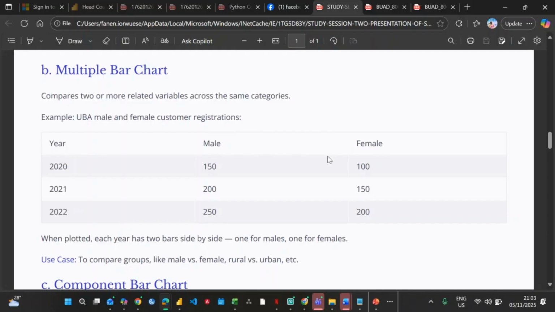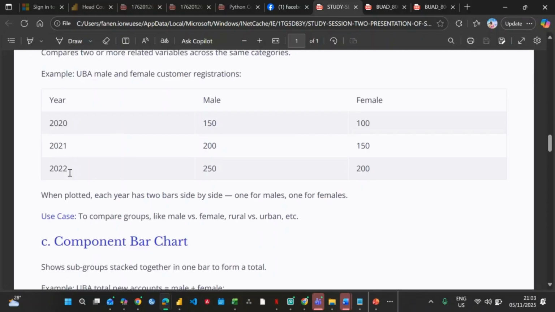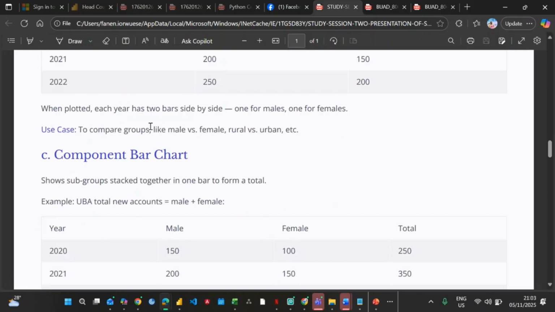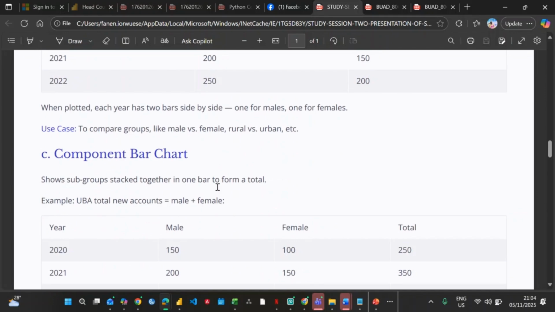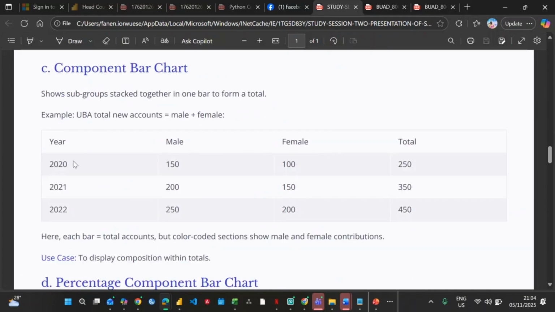Do you understand? But you can even go to the category of the country. You can have Nigeria, Ghana, Zambia, all of these. So the category there now is the country. If you want to talk about the state as the category, let's say I have Lagos, I have Abia, all those ones. So you can use this tag to compare them over the years. When plotted, each year has two bars side by side, one for males, one for females. Now, this can be used to compare groups like male versus female, rural versus urban areas, all of that.